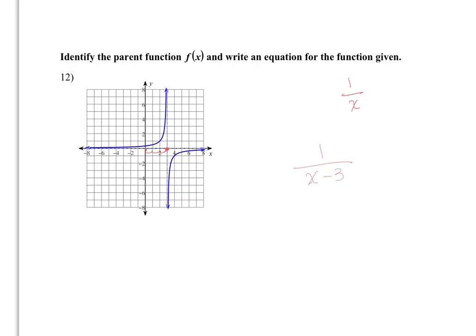We also should recognize that my reciprocal function typically looks like this, and you can see it is flipped. So we want to put a negative in front there, which will give us our function for this graph.